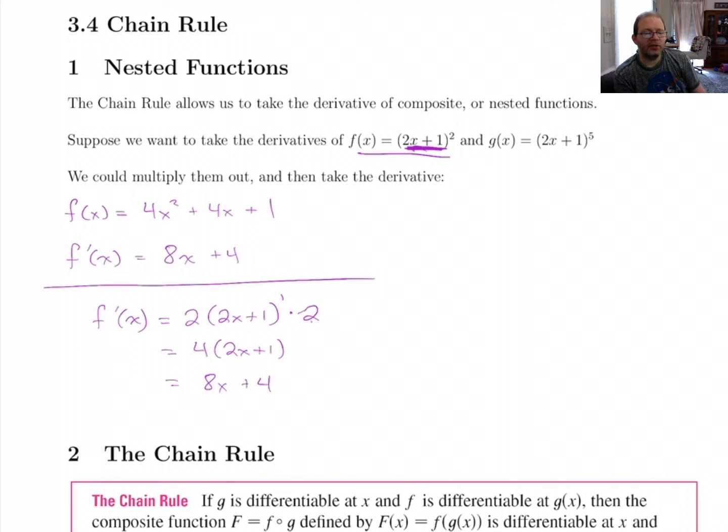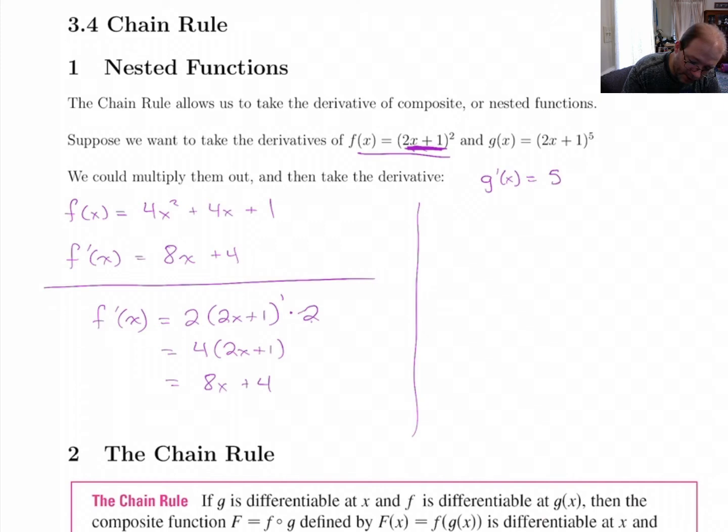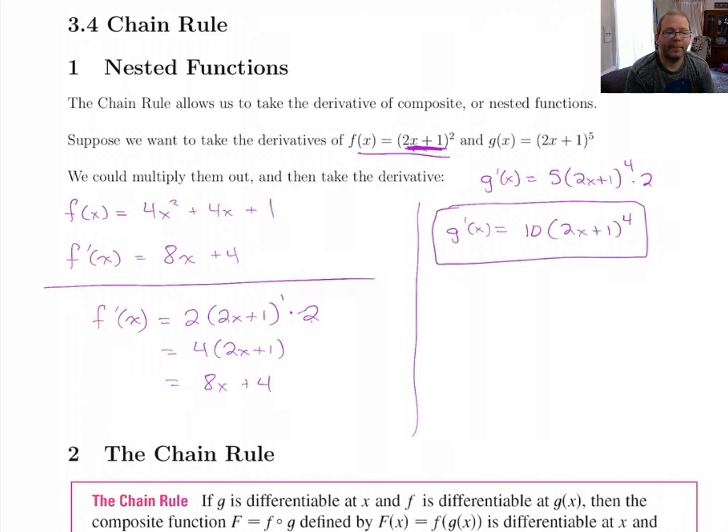And on this one, it doesn't give us a huge savings in effort, but over here it will. To get g prime of x, what we have is 5 times 2x plus 1 to the fourth times 2. So this would give us 10 times 2x plus 1 to the fourth. And that's our derivative. All right, so that's sort of the gist of it.